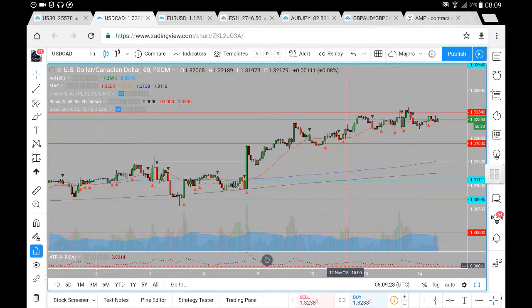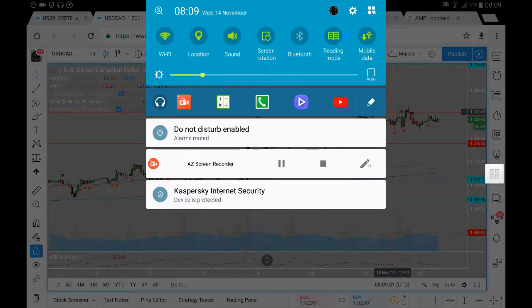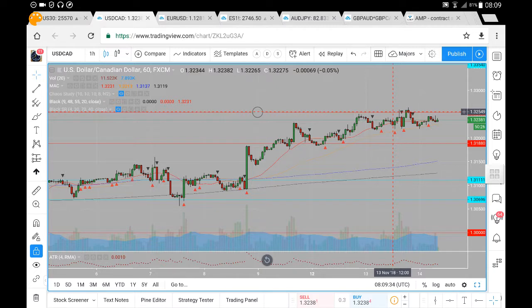So this is the USDCAD analysis for Wednesday the 14th of November. Now let's have a look at prices and where prices may likely go. Here on the USDCAD, we've had a break of that 31.88. We've had a pullback and held support around 31.88.